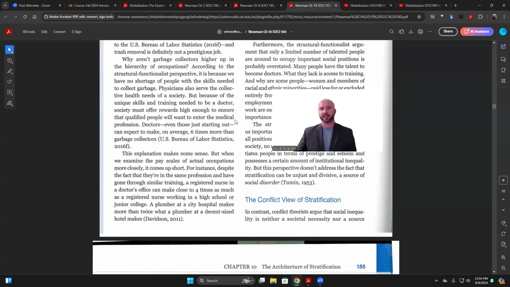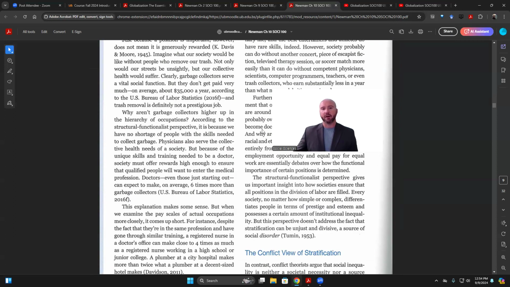This is a pretty classic example. Think about who is needed more in society. Does society need physicians or garbage collectors more? If you had to choose one of these professions to annihilate or obliterate from the planet, which one would you choose? Physicians or garbage collectors?